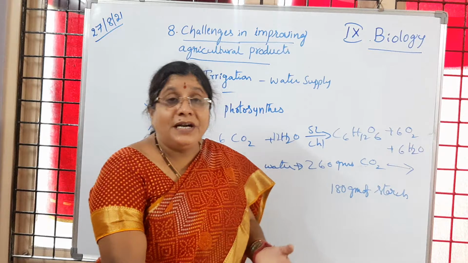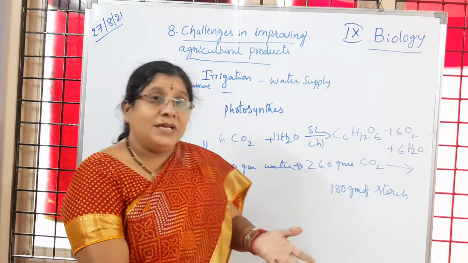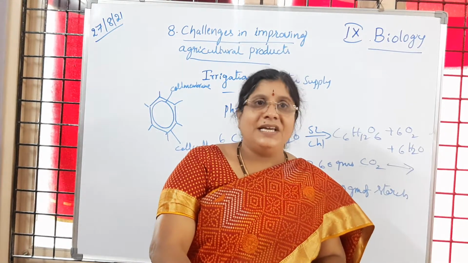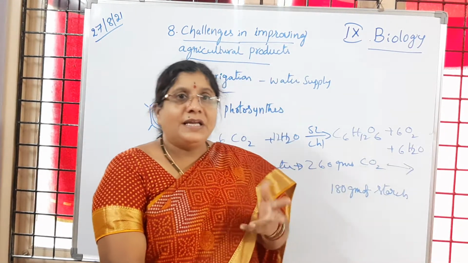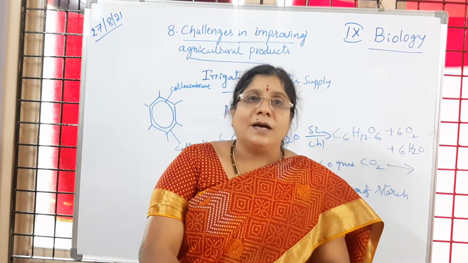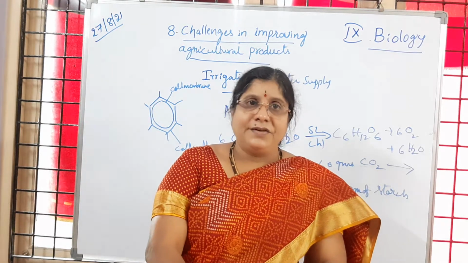Like that, how much field is there, how many plants are grown in that field, how much yield we are going to get, how much water supply is needed, all that can be calculated, and that much amount of water has to be supplied to the field so that we can get a good yield of the crop. Is it clear to you, children?